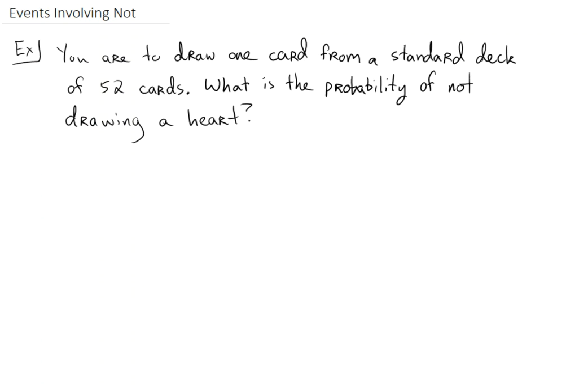Okay, so we have the general idea that the probability of not drawing a heart would equal 1 minus the probability of drawing a heart. And that's using that complement rule, that if they add to 1, then if I take 1 and subtract one of them from it, I'll get the other. So here we have our 1, and then the probability of drawing a heart we've looked at before. There are 13 hearts, and there are 52 possible cards.